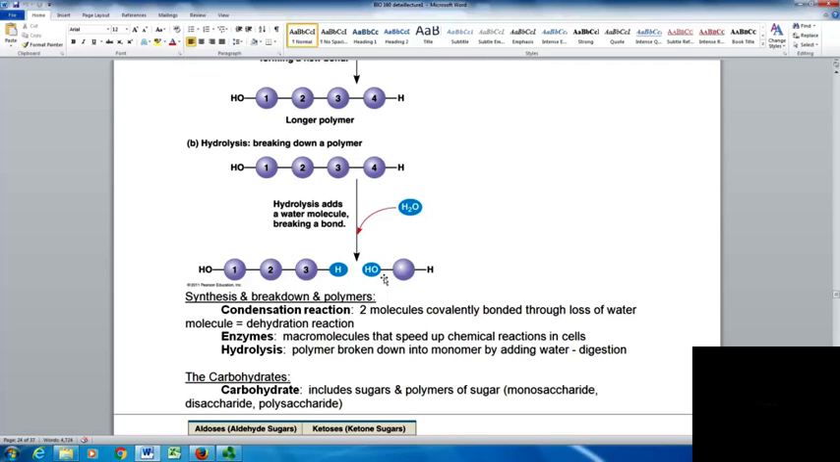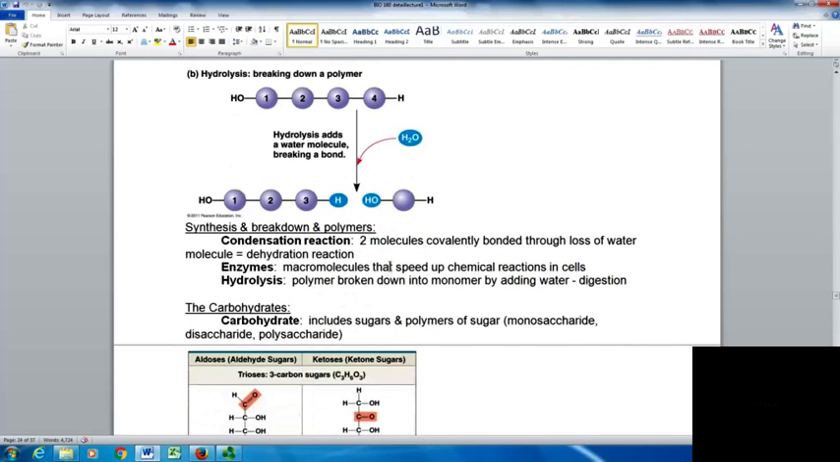So when we synthesize and break down polymers, we have condensation or dehydration reactions, where you have the molecules covalently bonded through water loss, and then with a hydrolysis reaction you would break them down. Enzymes are the macromolecules that will speed up chemical reactions in cells. Digestion is an example of where you would use a lot of hydrolysis reactions.